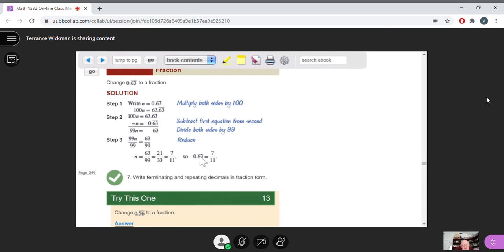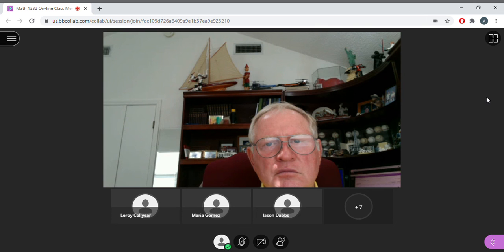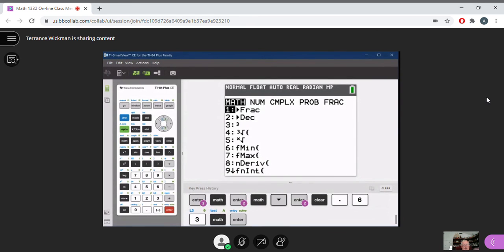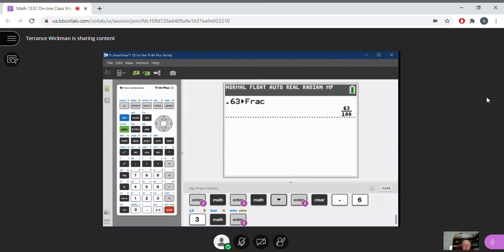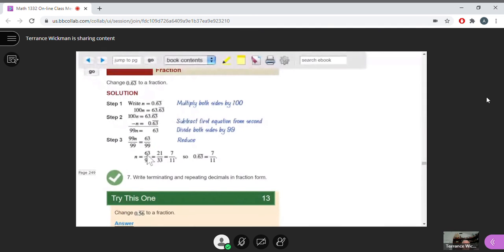0.63. Let's see what that comes up with. We go to math, enter, and it does. It works beautifully. 63 over 100, but that was because of, anyway. Not quite the same. We'll go back and point that out to you. Instead of 63 over 100 it is 63 over 99 because the little repetend added a little bit difference to it.